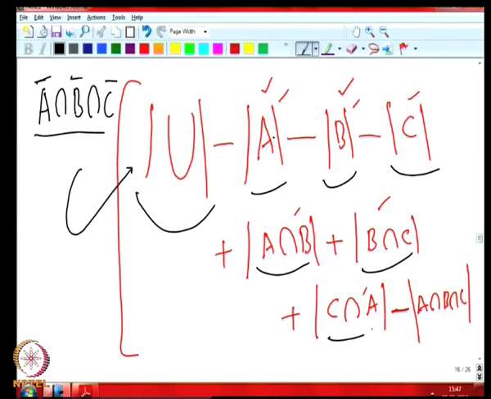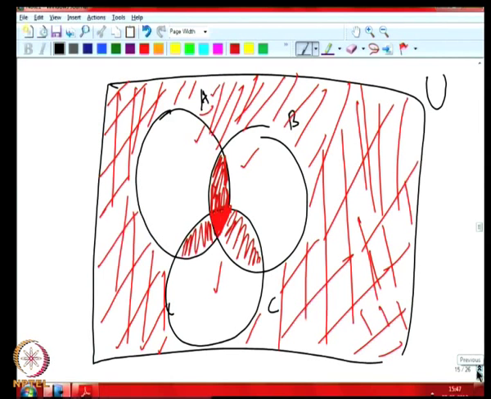But the things in A intersection B intersection C are in all of them. So we have to minus it once again. So that is how this formula works. Yeah, so that is correct, because we have carefully argued it.